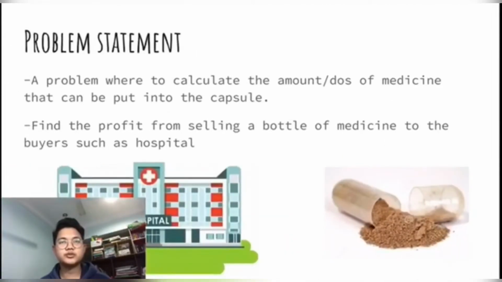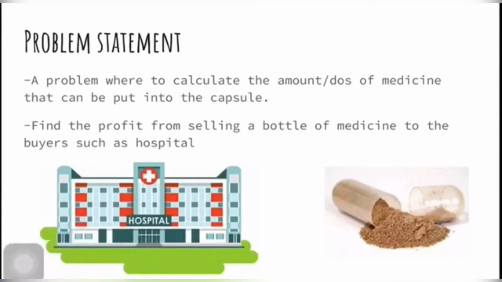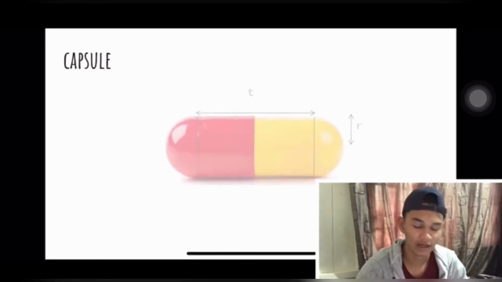Problem statement. In the problem statement, we can see that we can know how to calculate the amount or dose of medicine that can be put into the capsules. Besides that, we also can find the profit from selling a bottle of medicine to the buyers, such as a hospital or the other buyers. So this is our capsule.